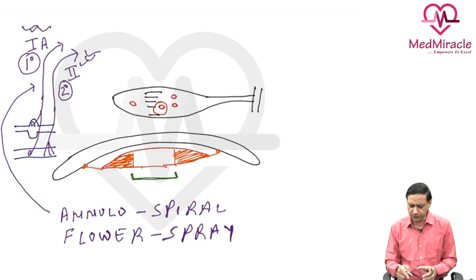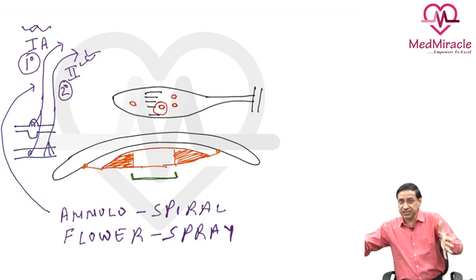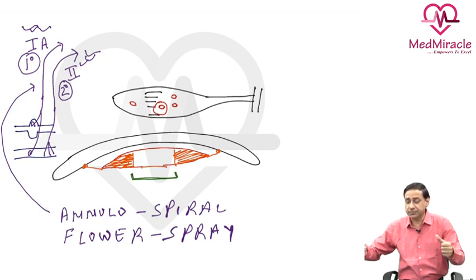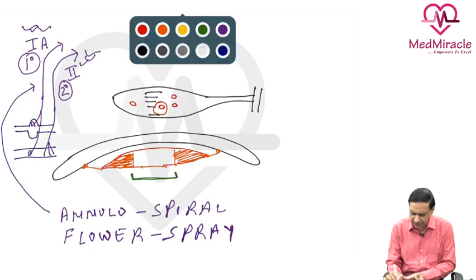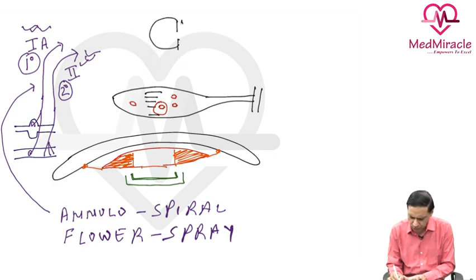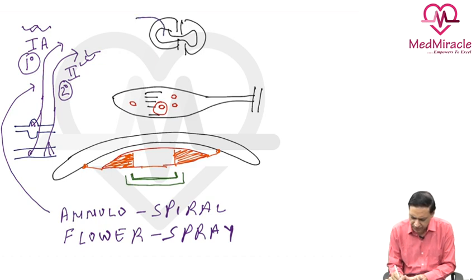What will make these fibers fire? Annulospiral, flower spray, 1A and 2. Stretch. So if I am stretching the skeletal muscle, the muscle spindle will also be stressed. When the muscle spindle is stressed, suppose its length becomes like this, these 1A and 2 will fire. Where will the signal go? The signal will go to the spinal cord, obviously through the dorsal root.